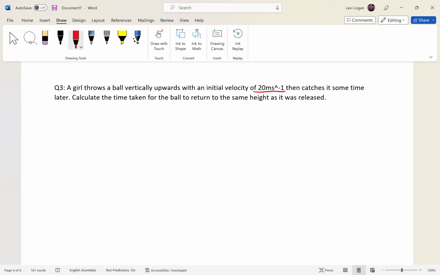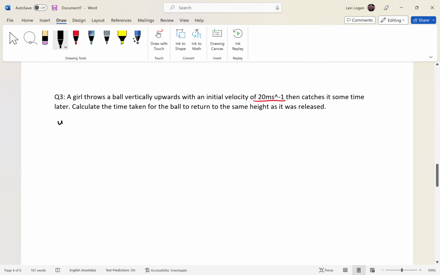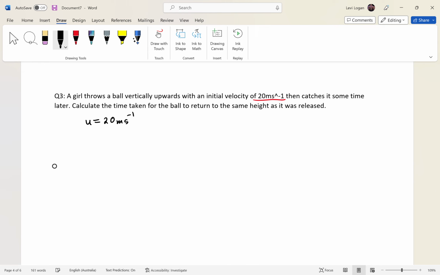So we've been given 20 meters per second. So I'm just going to write this to the side. The best way to solve a physics problem is to list what you have and list what you need to find. Okay. Then catches it sometime later. Calculate the time taken for the ball to return to the same height as it was released.